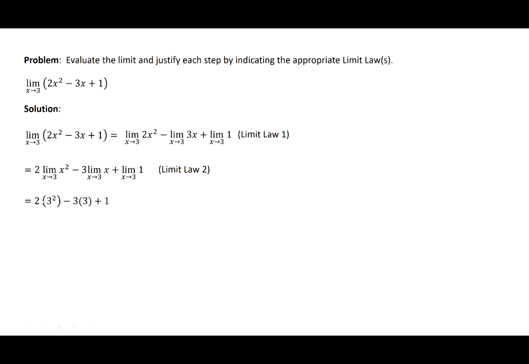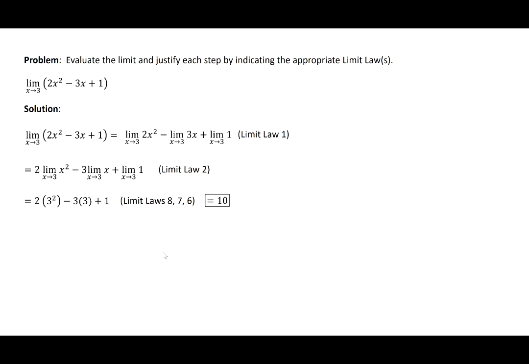3 squared, 2 times 3 squared minus 3 times, plug 3 for x, and you get 3 times 3, and the limit of a constant is that constant itself. It's 1. Right? I'm thinking this is fairly straightforward. Laws 8, 7, and 6. So we applied 8 here, 7 here, and 6 here. And if you simplify that, you get 10.